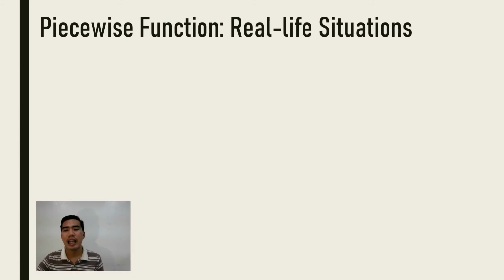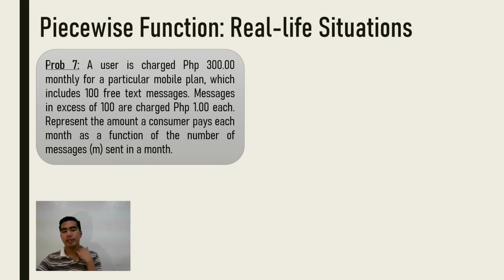Okay. Last example. A user is charged 300 pesos monthly for a particular mobile plan, which includes 100 free text messages. Messages in excess of 100 are charged 1 peso each. Represent the amount the customer pays each month as a function of the number of messages sent in a month. Okay? So, same lang ata ni siya. Yeah, same sa katong kaganina, sa katong fare.